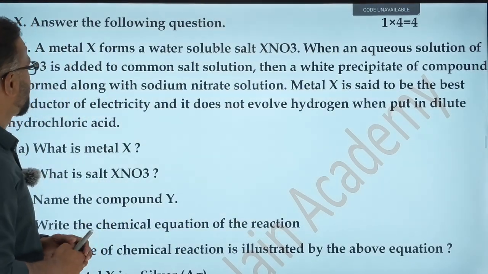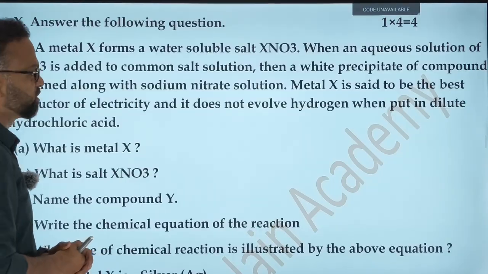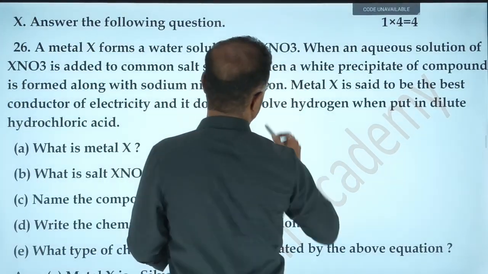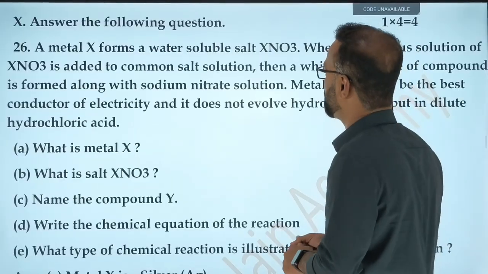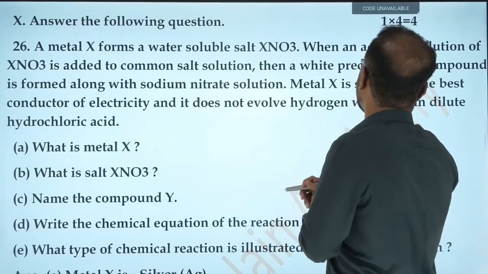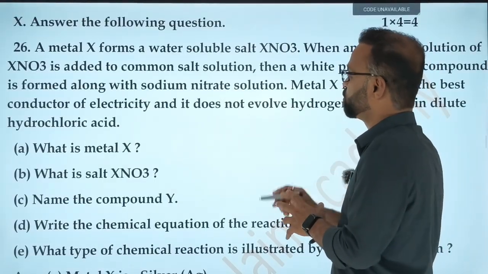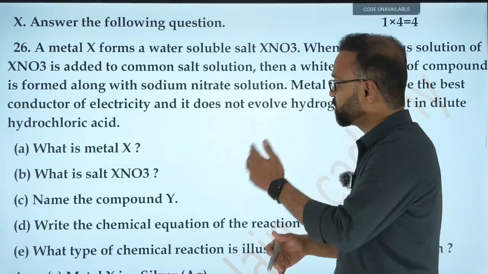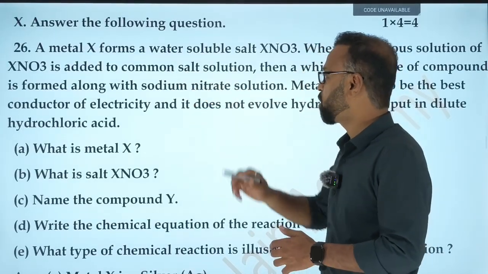Now see that. The metal X forms a water soluble salt, called XNO3. We should find the XNO3. When an aqueous solution of XNO3 is added to the common salt, that is NaCl, then a white precipitate of the compound is formed along with sodium nitrate solution. White precipitate along with that sodium nitrate. See, sodium, where did it come from? Common salt.